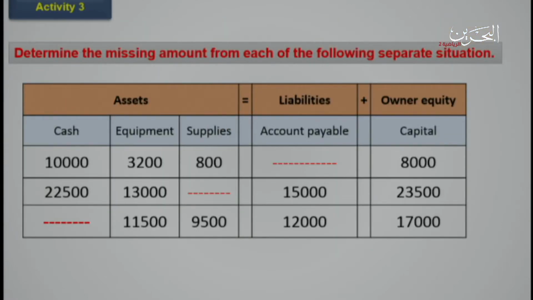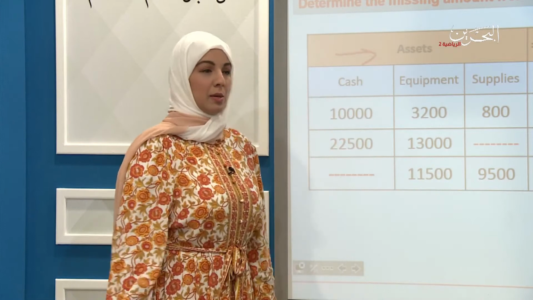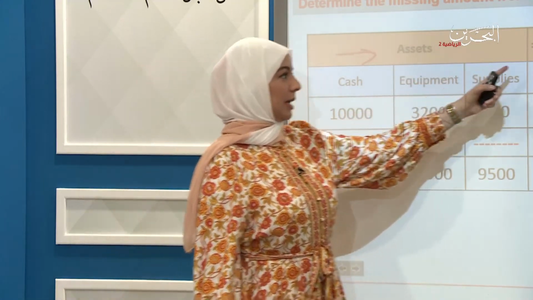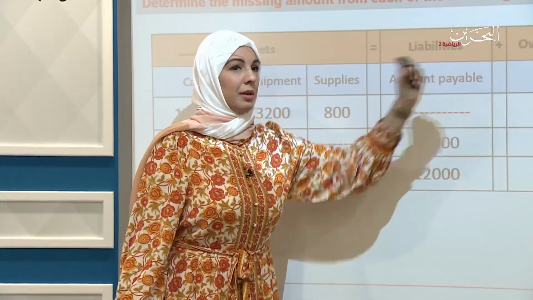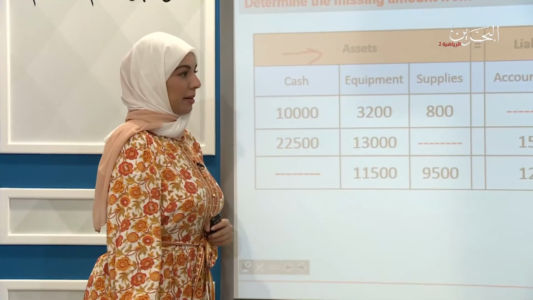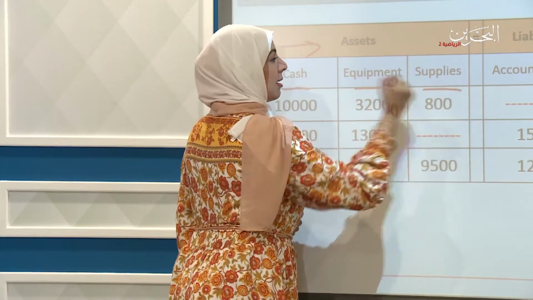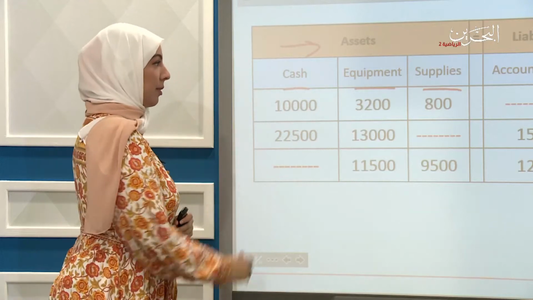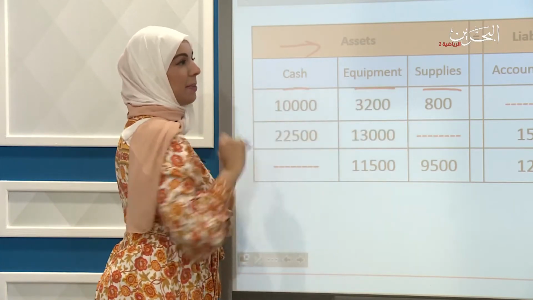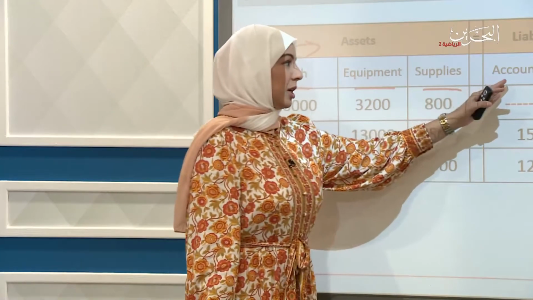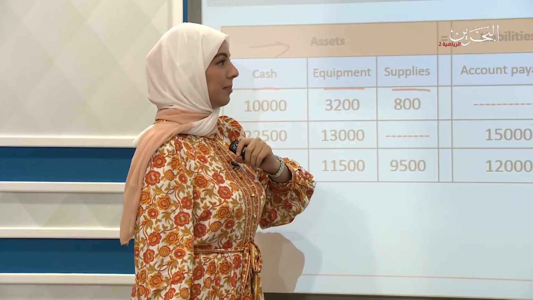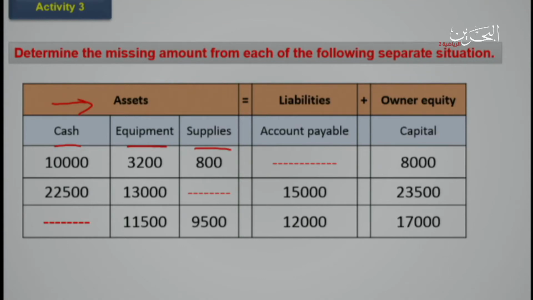Moving to find the figures of the components in our accounting equation. In this schedule, I have my accounting equation, which consists of assets equal liability plus the owner equity. Let us apply it here. Under the assets, I have many types of assets. In our example, I take cash, equipment, and supplies. In the liability section, we took the accounts payable. And for the owner equity, we take the capital.